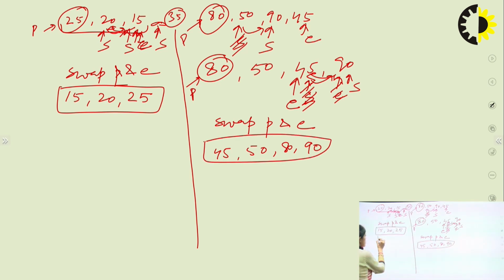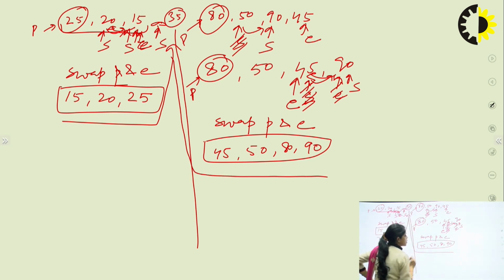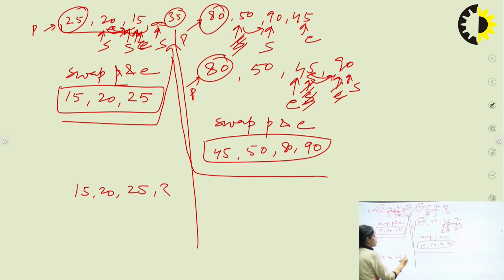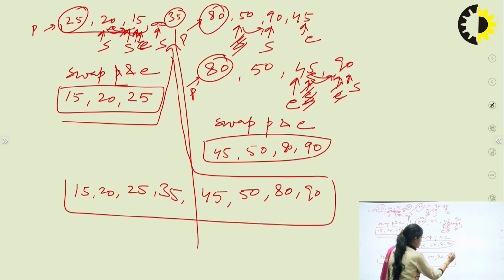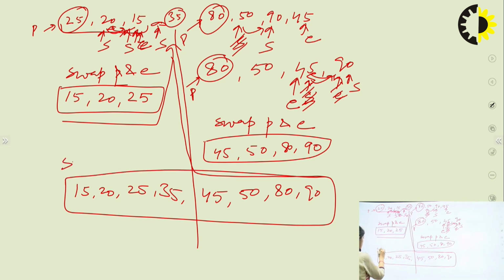Now you can see this one, and this one. This is a complete sorted array. 15, 20, 25, 35, 45, 50, 80 and 90. So this is a sorted array using quicksort.